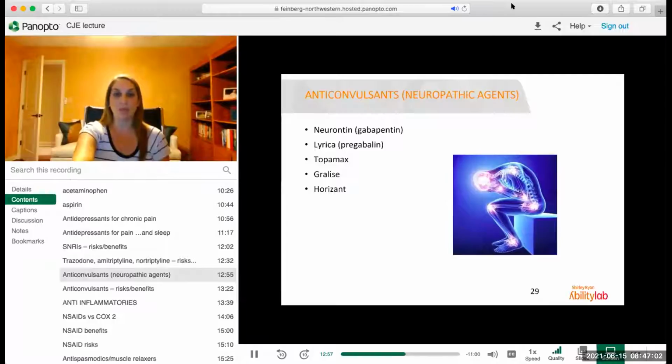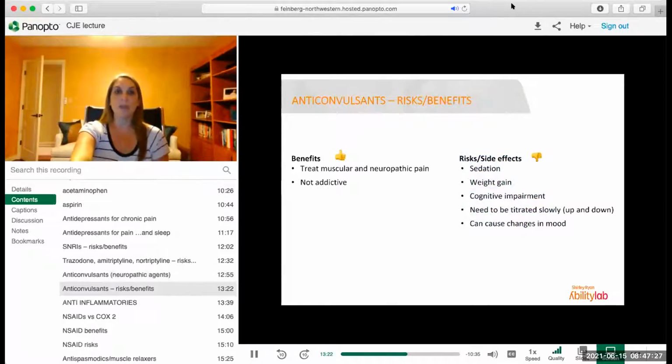Anticonvulsants we use for neuropathic or nerve pain as well. Things like Neurontin or gabapentin, Lyrica or pregabalin, Topamax, and extended-release or long-acting gabapentins. Gabapentin originally came out as an anti-seizure medicine, or an anticonvulsant, but what they found was it was really good at controlling nerve pain. So now many of these medications carry neuropathic diagnoses for FDA approval. Lyrica is also approved for fibromyalgia.